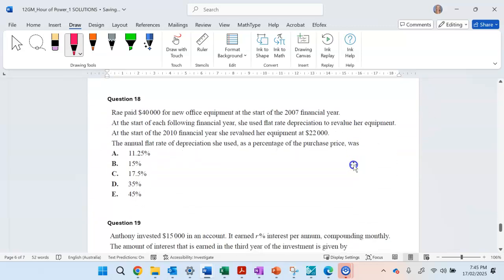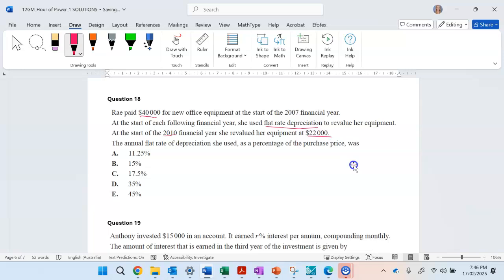All right, moving along. 3 more to go. Ray paid $40,000 for new office equipment at the start of the 2007 financial year. At the start of each following financial year, she used flat rate depreciation, so it's an example of linear decay, to revalue her equipment. At the start of the 2010 financial year, she revalued her equipment at $22,000. The annual flat rate of depreciation she used as a percentage.